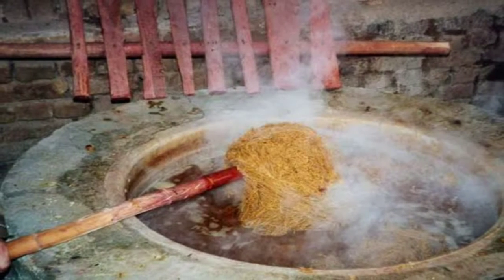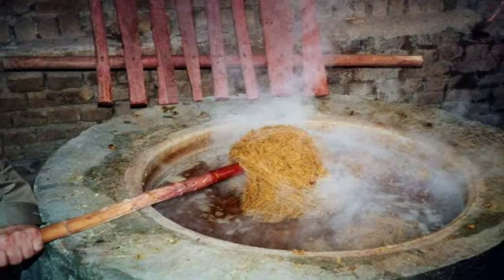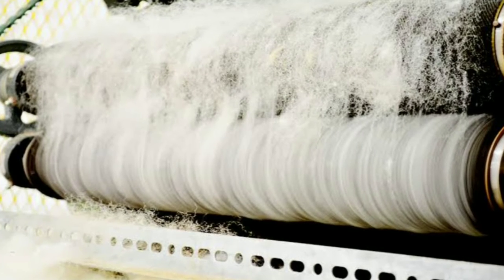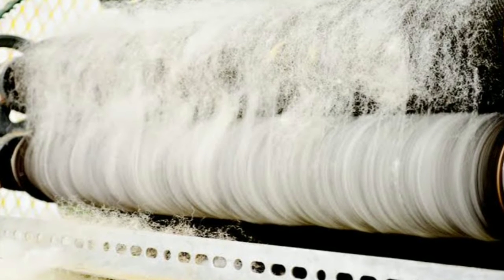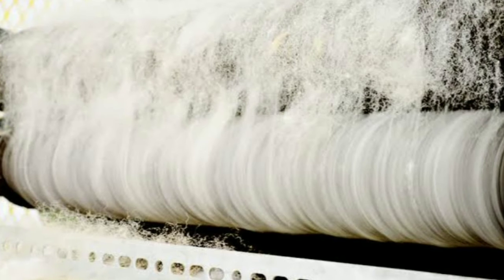Coloring of wool fibers. In this step, the fibers are dyed in different colors. Rolling of wool. In the last step, the fibers of wool so obtained are straightened out and combed, and then rolled into a yarn.